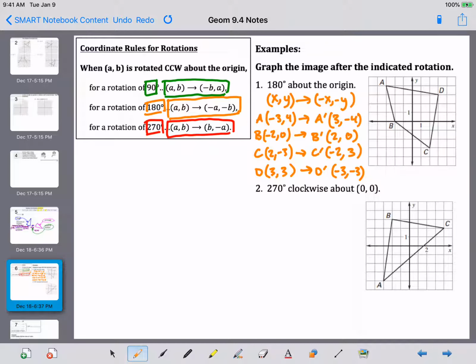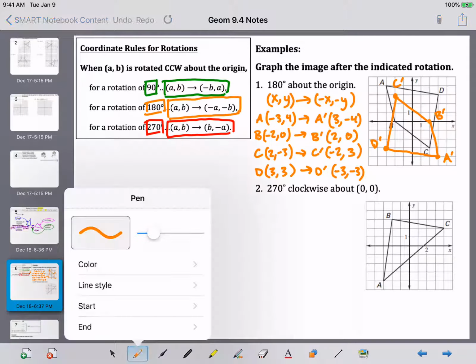All right, so it does say to graph the image, so now we just have to plot these 4 points. 3, -4 is over 3, down 4, so there is A prime. B prime is at 2, 0, so just go over 2. There's B prime. C prime is -2, +3. And D prime is -3, -3. All right, so if we connect these points, notice that it's still the same shape. It's got that super obtuse angle at angle B. The only thing is it's turned 180 degrees. So it did a 180.